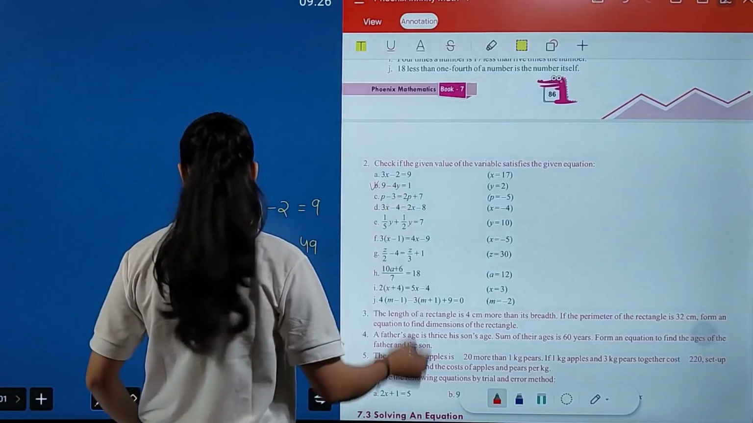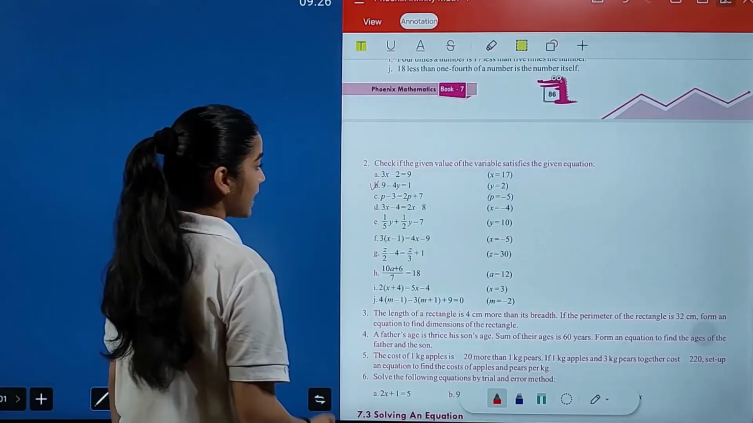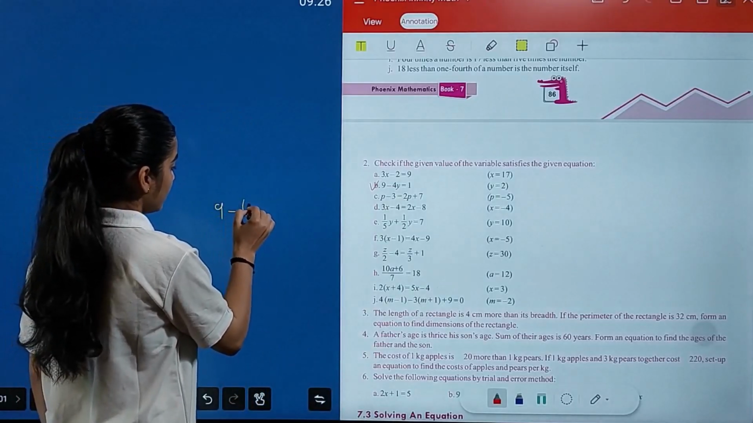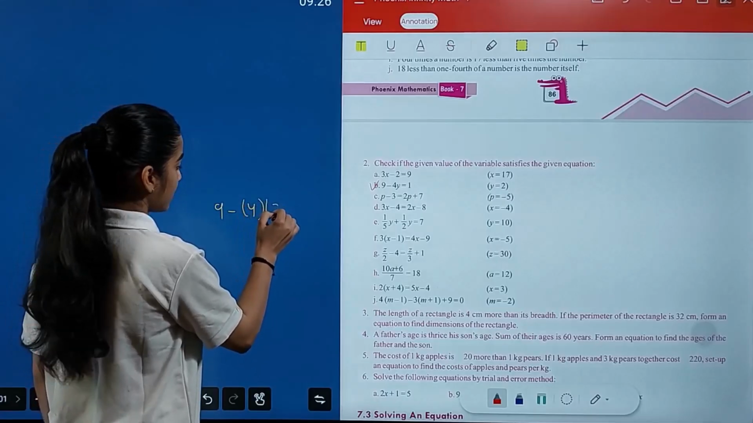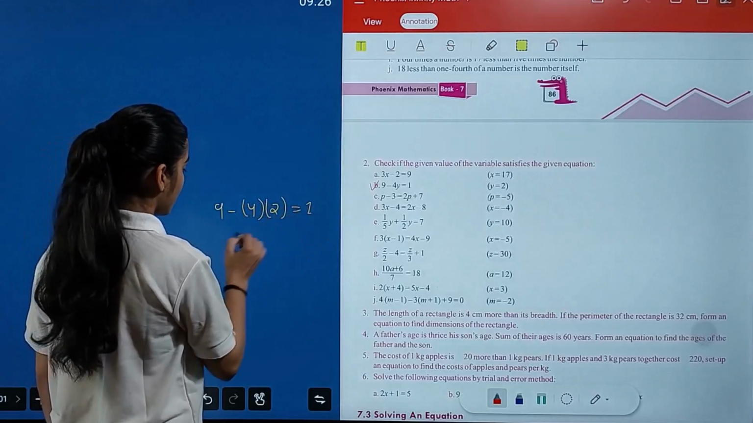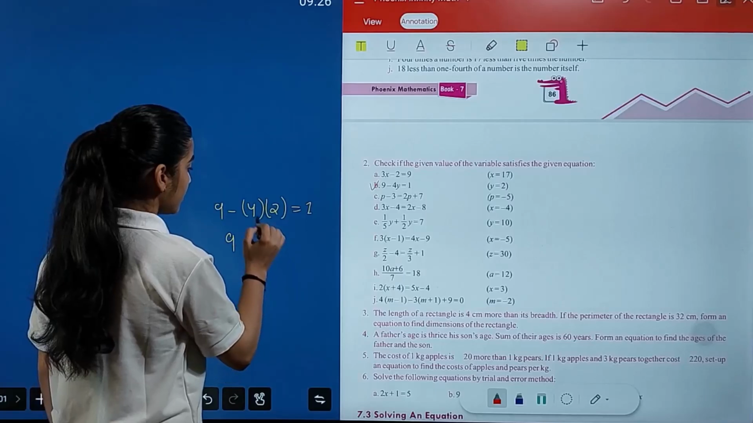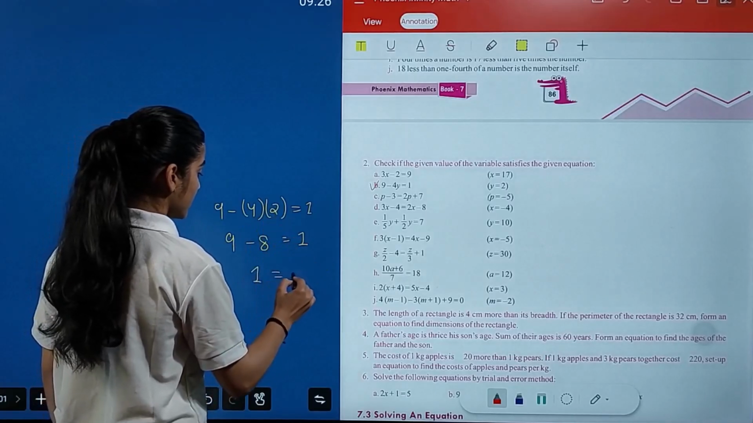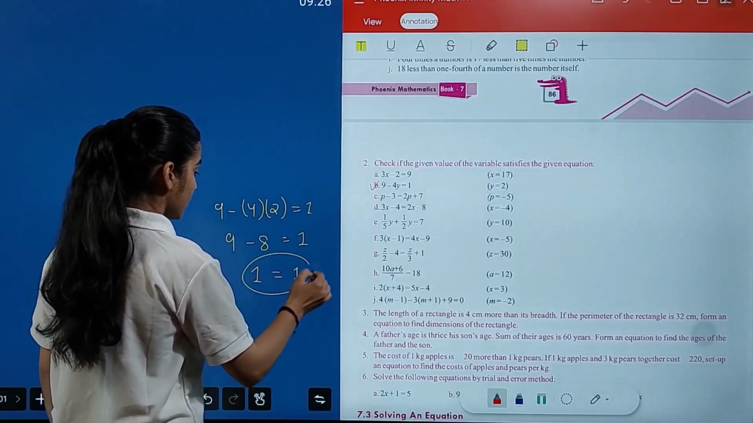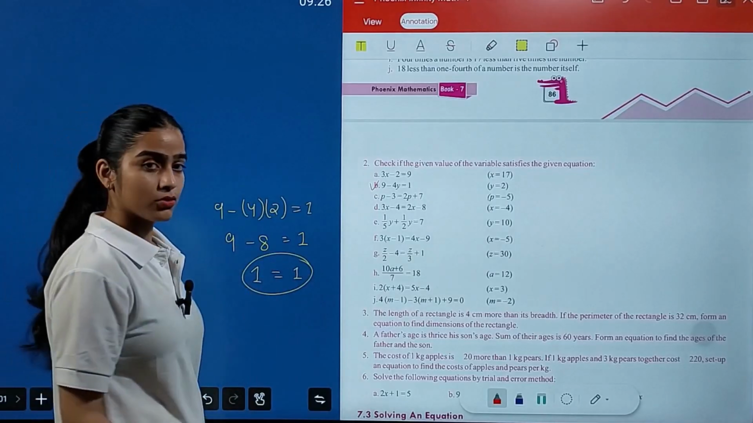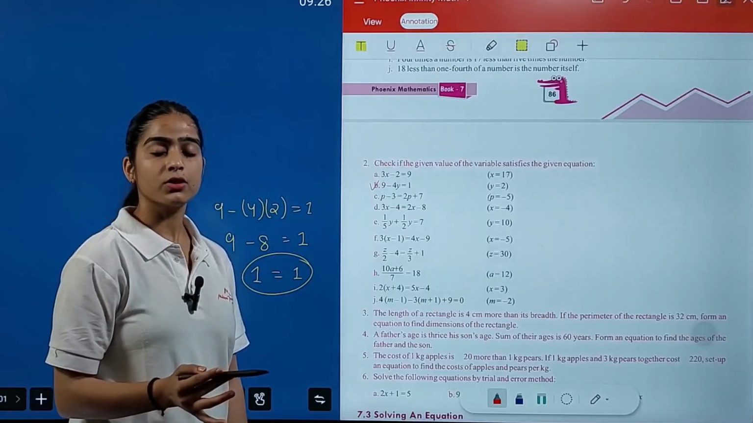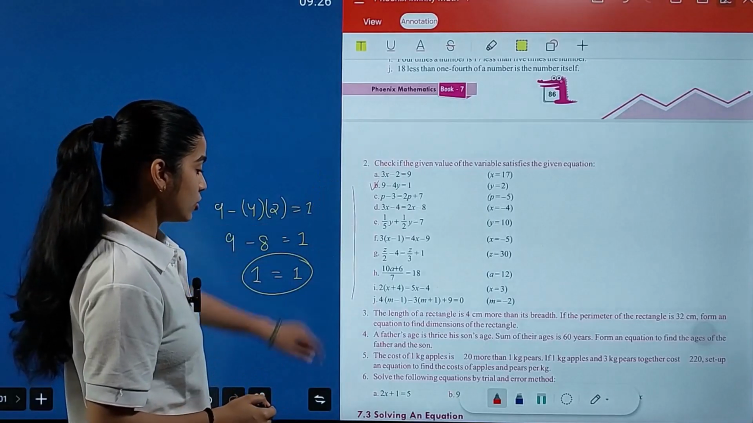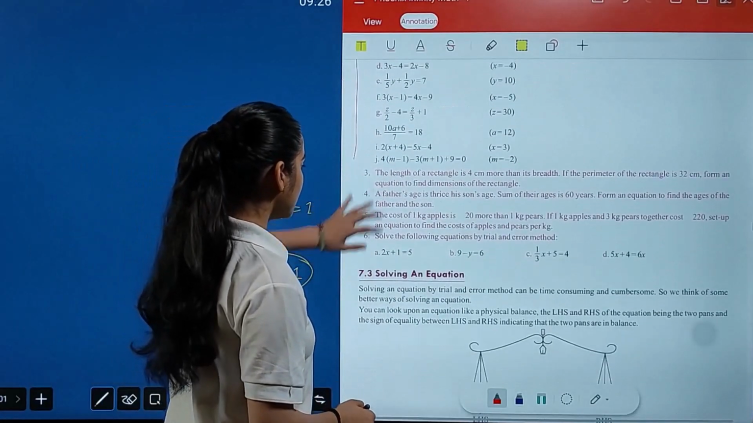Next we have part B. 9 minus 4y, where y is 2, is equal to 1. So 9 minus 8, 4 twos are 8, is equal to 1. We get 1 is equal to 1. So this value satisfies equation B. In the same way, you have to solve your linear equations and find out whether they are satisfied or not.